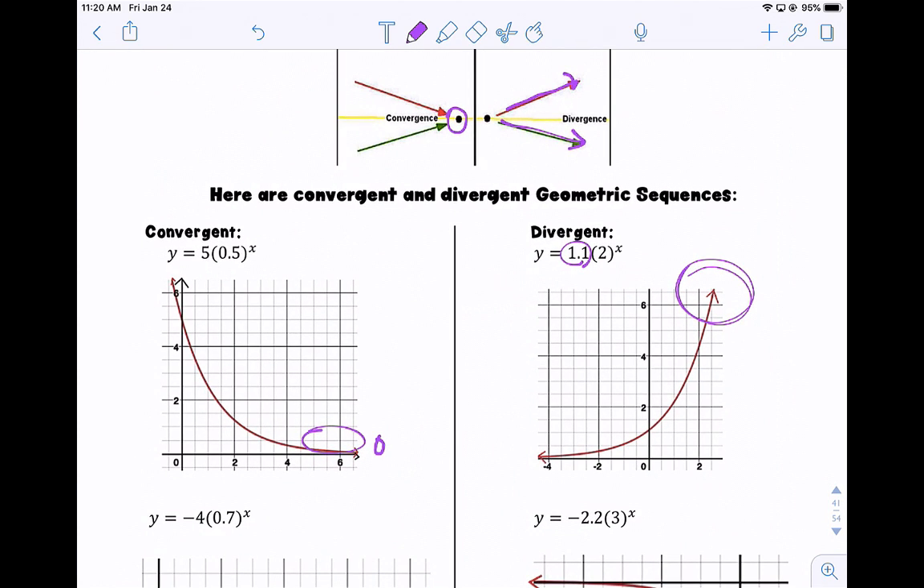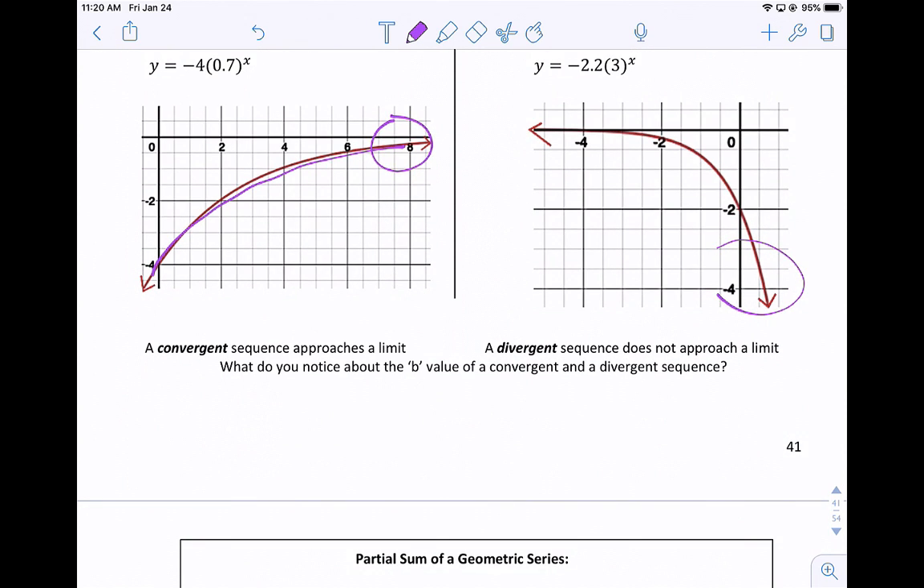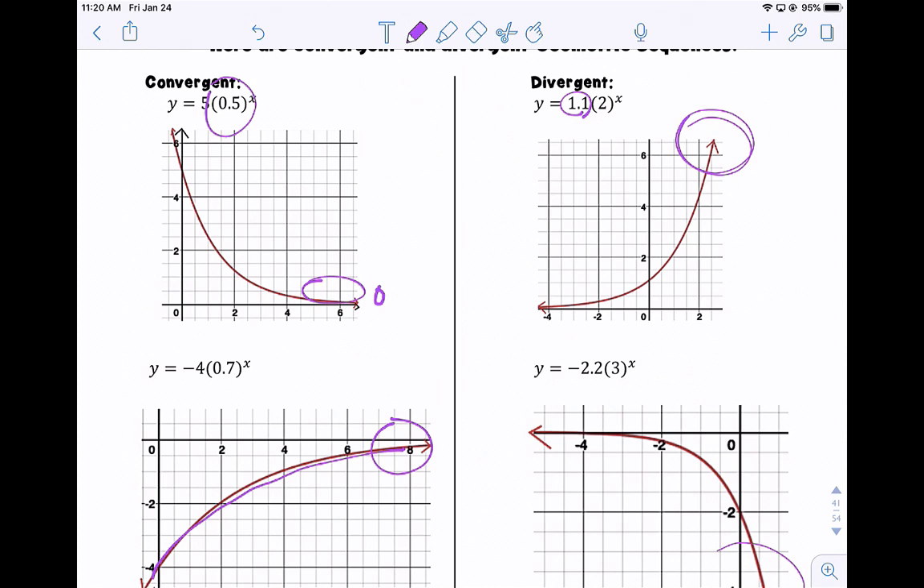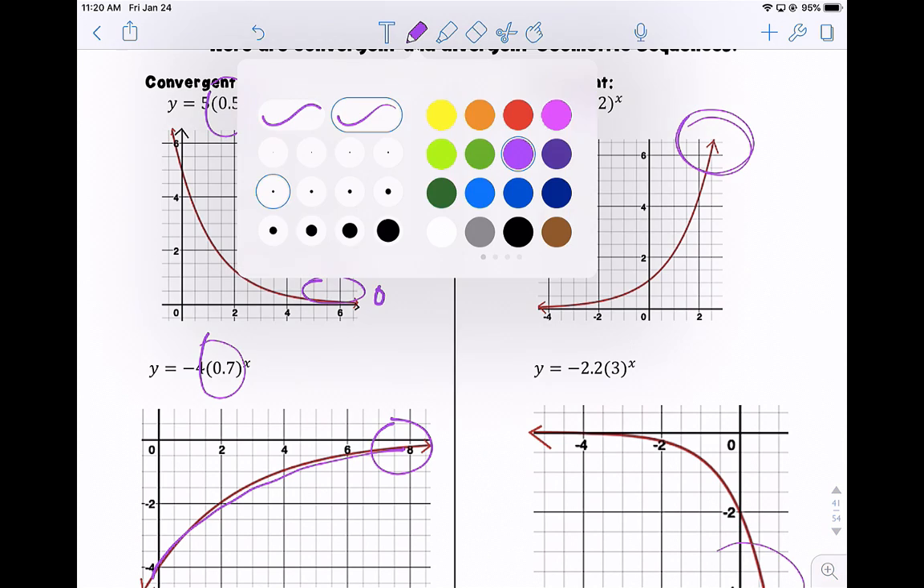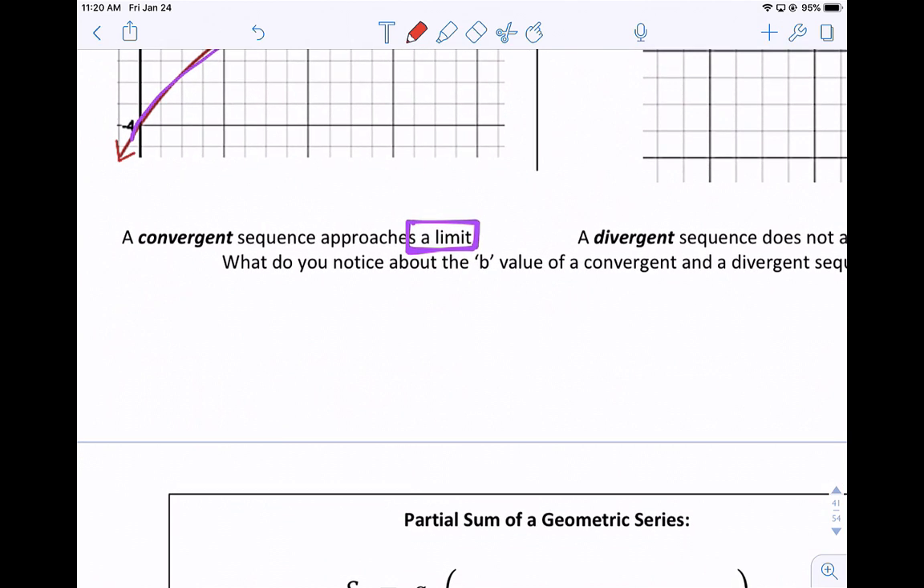And so if it converges, and here's another example, it's going to approach a number, and if it diverges, it's going to keep going to infinity or negative infinity. So a convergent sequence approaches a limit, like 0. A divergent sequence does not approach a limit, so it goes to infinity, either positive or negative. What do you notice about the b value of convergent and divergent? So if it's convergent, that b value is less than 1. And if it's divergent, it's going to get really big or really small. So it's going to be a number bigger than 1, 2, 3. So here is the difference.